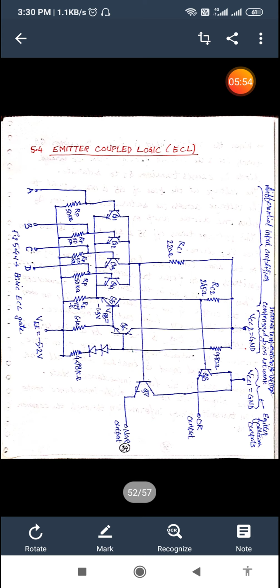Now, the OR output of the gate is 1 VBE drop below ground or minus 0.8 volt, which is the high state. The current flowing through RC1 and the conducting transistor causes a drop of about 1 volt below ground. The NOR output is 1 VBE drop below this level or minus 1.8 volt, which is the low state. Now, we will see the second case.